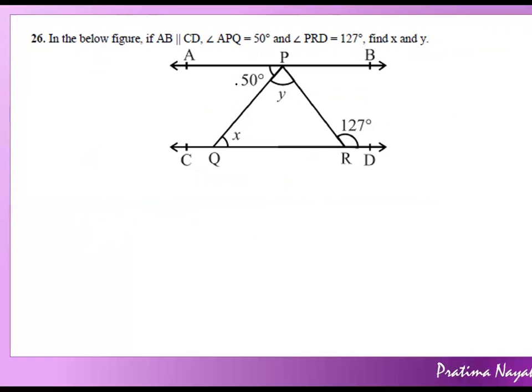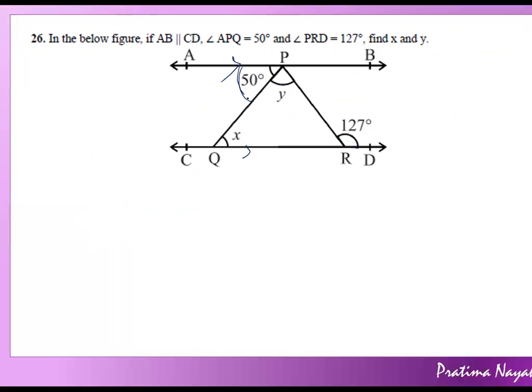In the given figure, AB is parallel to CD. Angle APQ is equal to 50 degrees, and angle PRD is equal to 127 degrees. Find x and y.